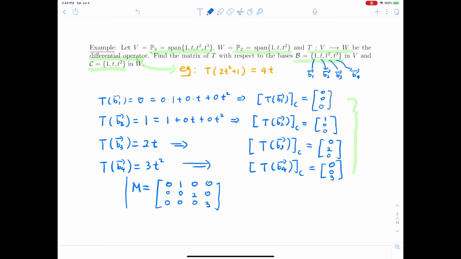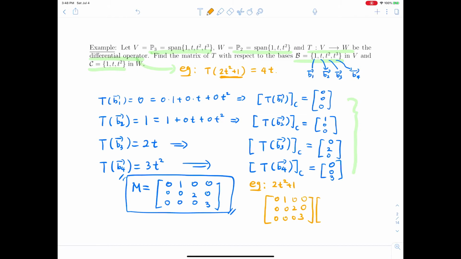Okay, so we got the answer. But what does this really mean? If you apply this matrix to 2t squared plus 1, so you multiply M, given by rows (0, 1, 0, 0), (0, 0, 2, 0), (0, 0, 0, 3), by the vector (1, 0, 2, 0), since 2t squared plus 1 has those coordinates, then this gives you (0, 4, 0), which is the C coordinate of 4t. So indeed, multiplying gives you the derivative of the given polynomial.